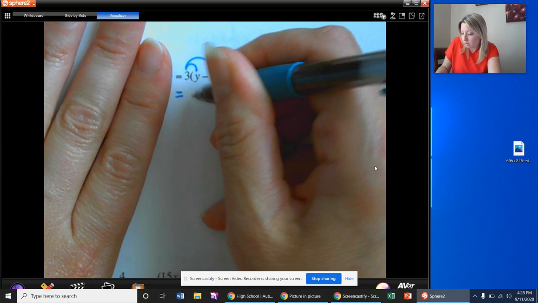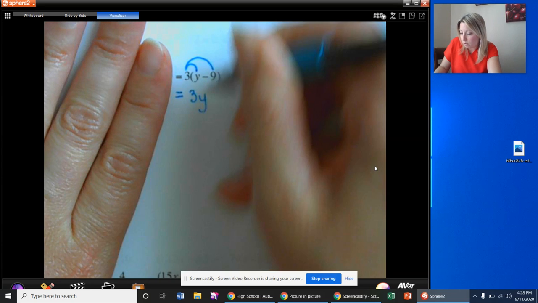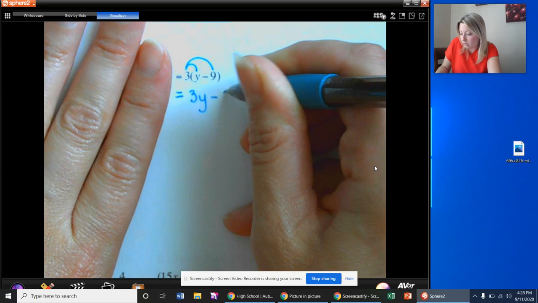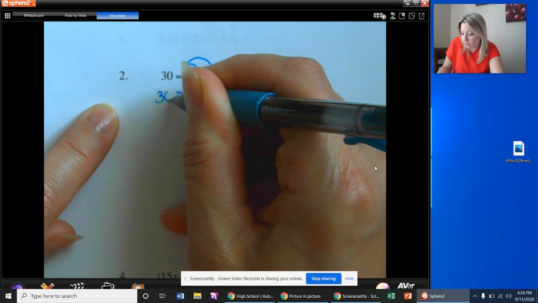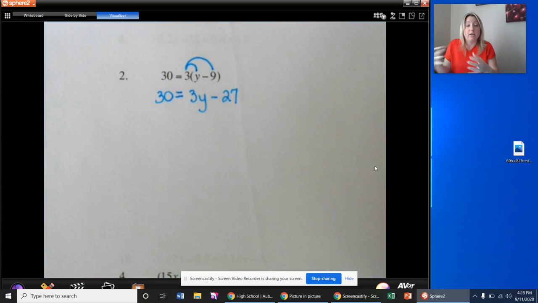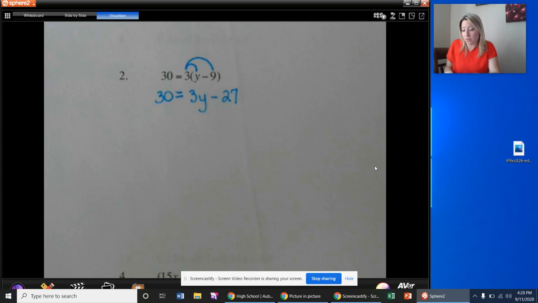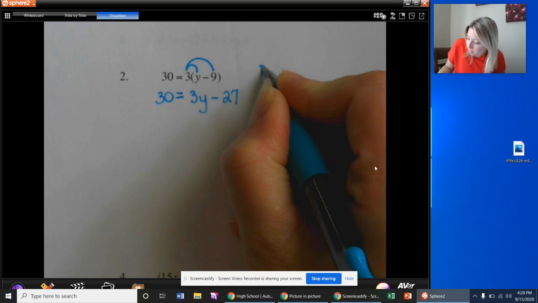3 times y is 3y. 3 times negative 9 is negative 27. Bring down this 30 because you didn't use it at all on this other side of the equal sign. And now I've got something that looks a lot more like the equation I started with last time. What property of real numbers did I use? The distributive property.